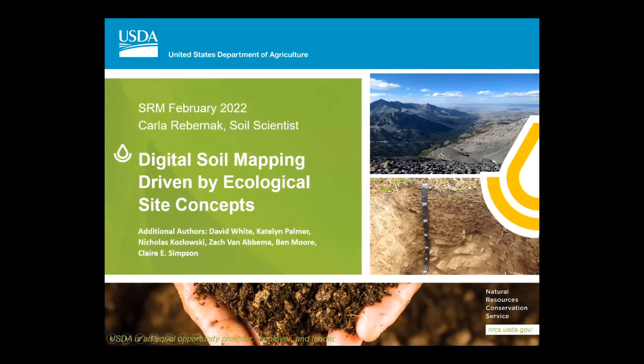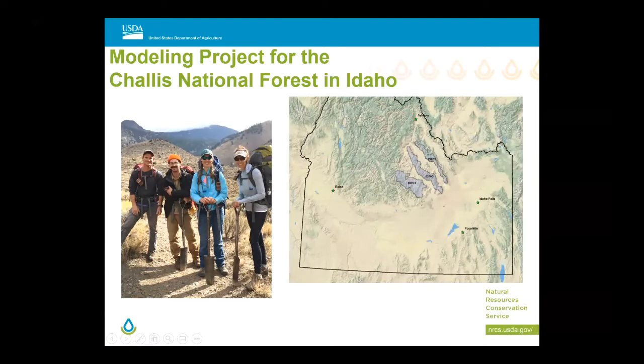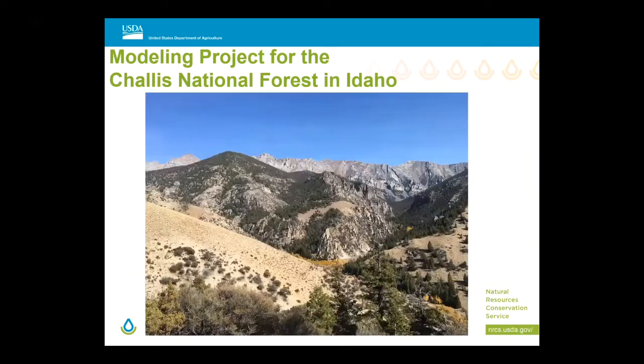I am a soil scientist in Idaho Falls, Idaho, and I'm going to talk about this modeling project in central Idaho. The goal is to make a raster product to help accelerate mapping and meet the 2026 initiative, which is to have all lands mapped. So it's on the Challis National Forest.